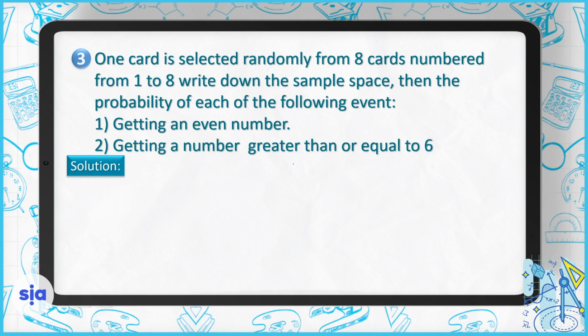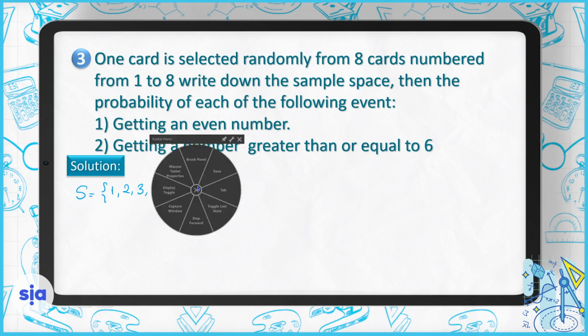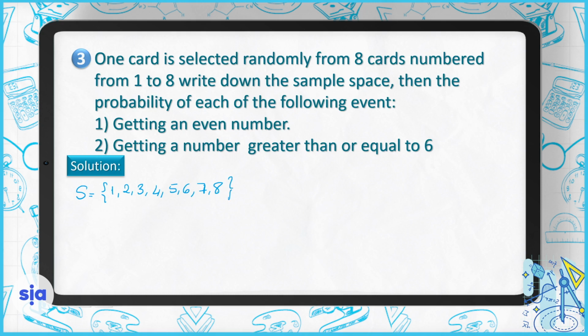Question 3. One card is selected randomly from 8 cards, numbered from 1 to 8. Write down the sample space, then the probability of each of the following. First of all, let's write the sample space. The sample space is 1, 2, 3, 4, 5, 6, 7, and 8. The probability of getting an even number, as you can see from the sample space, we have 4 even numbers out of 8 numbers we have in the sample space. So the probability of even is 4/8, which is 1/2.